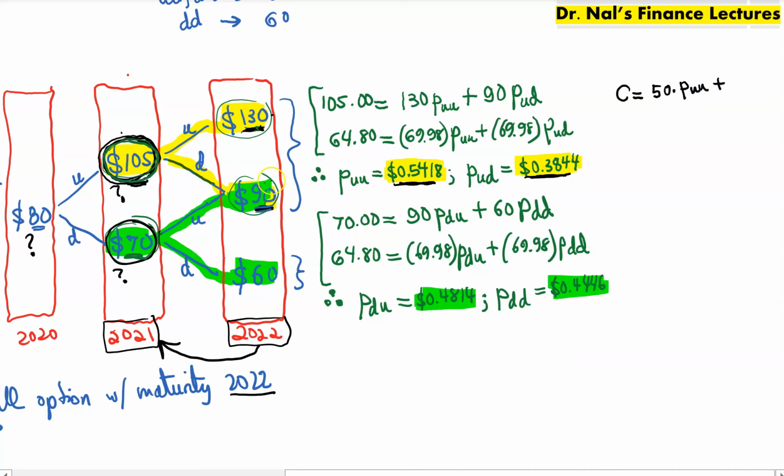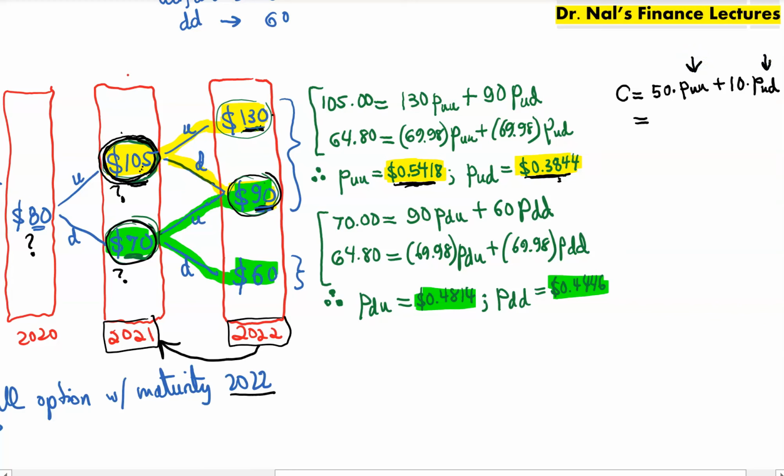plus, or if we ended up at this state, assuming we started with 105, because the strike is $80, the difference is $10, and 90 is more than 80, so 10 times PUD. You guys see that? And all I do is plug in this value of PUU into right here, and then this value of PUD into right here, and then calculate the value of the call option.